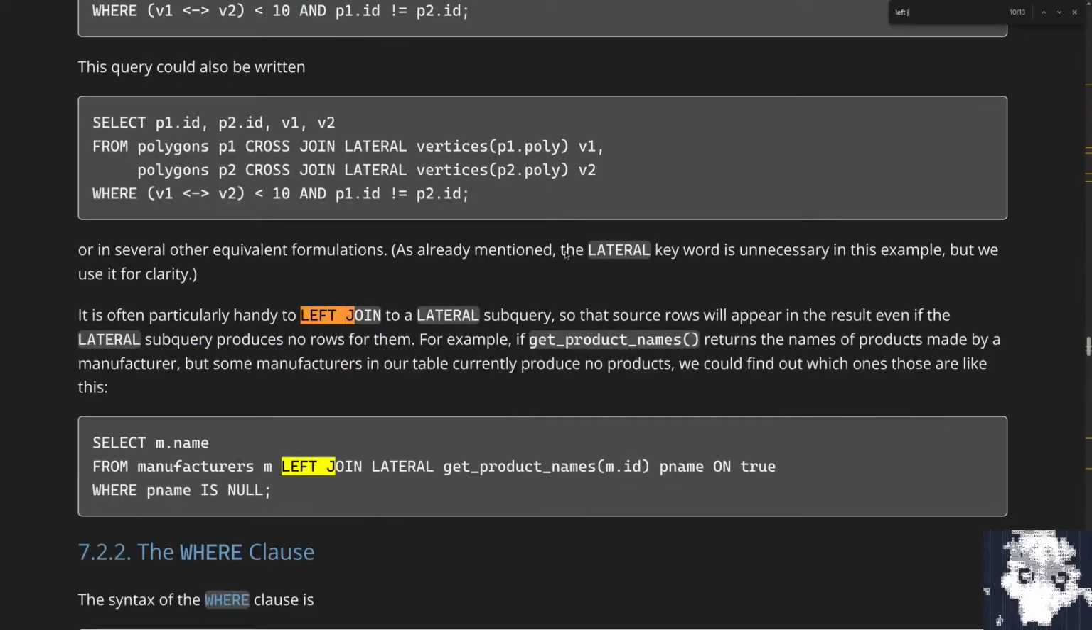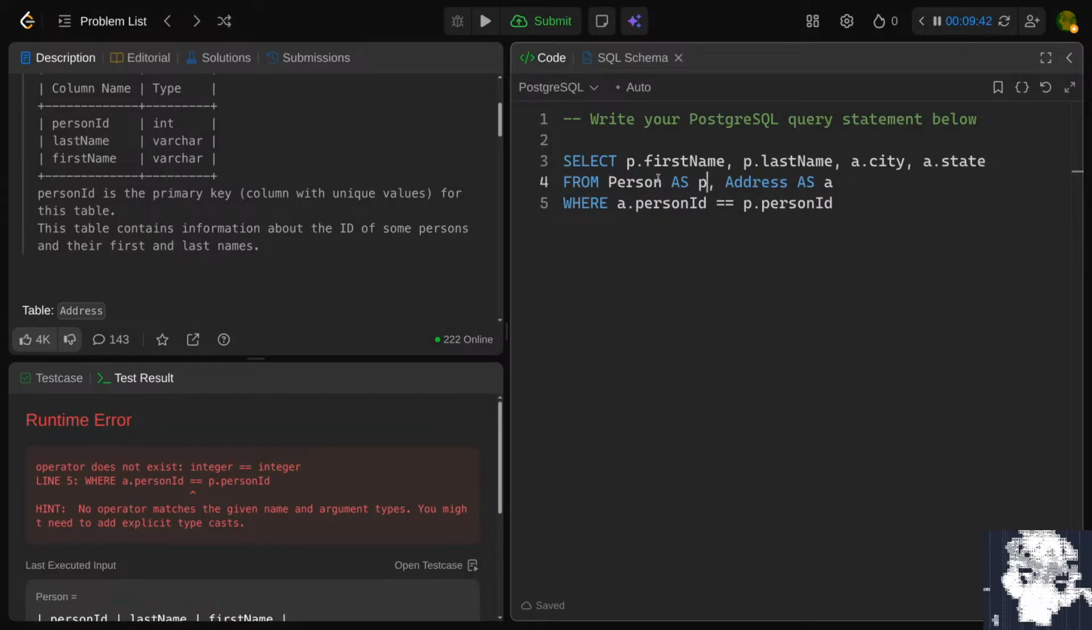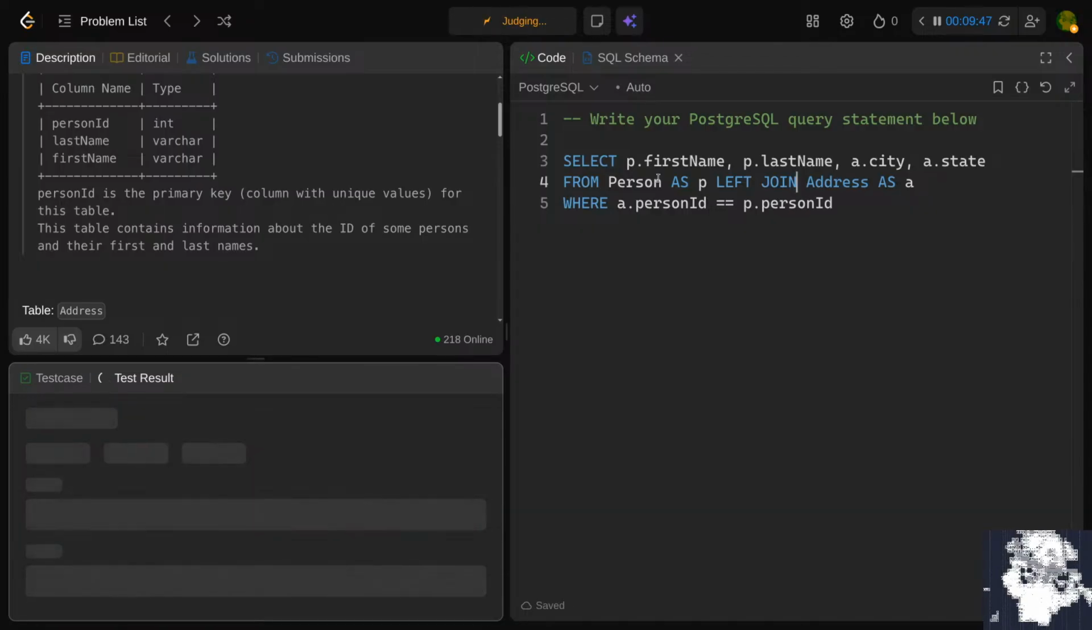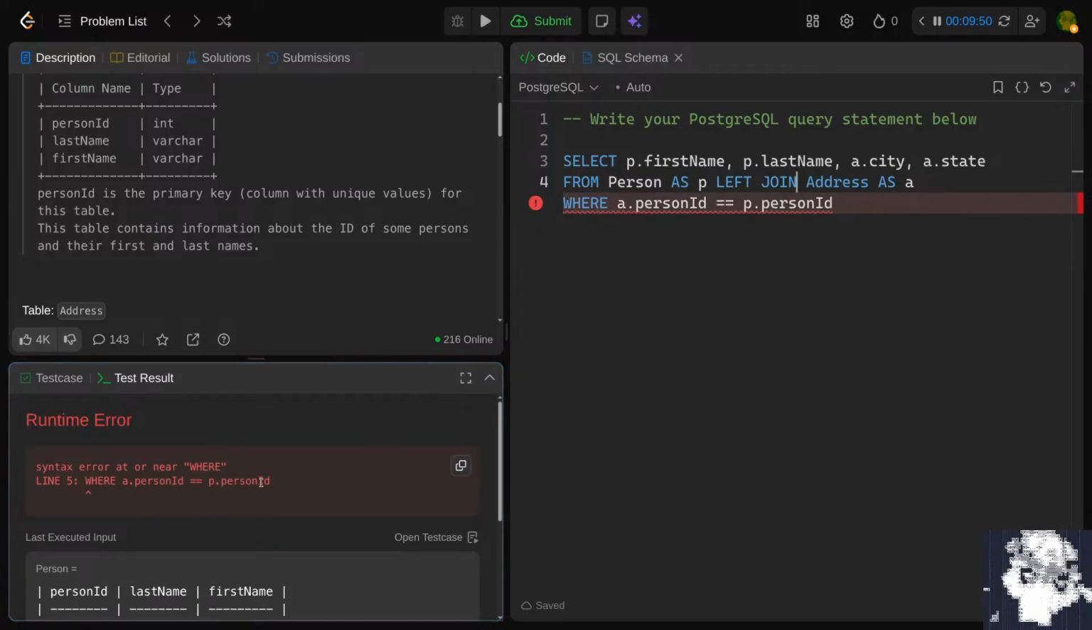So I think I just have to see an example. From table, and then you can just do space and then the name of the alias. Left join, and then the thing on the right. But wasn't that what I was trying to do? Left join. From person as P, left join address as A.